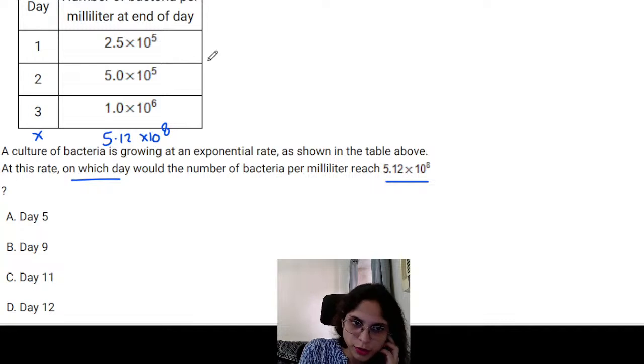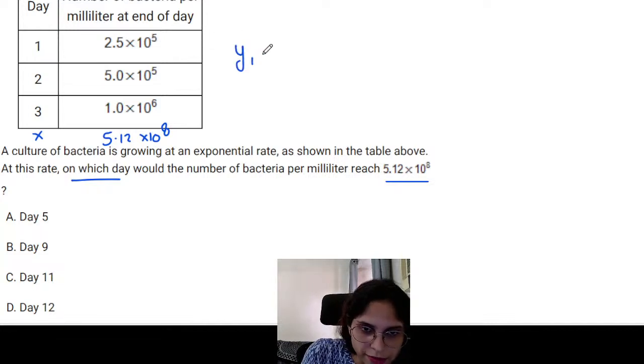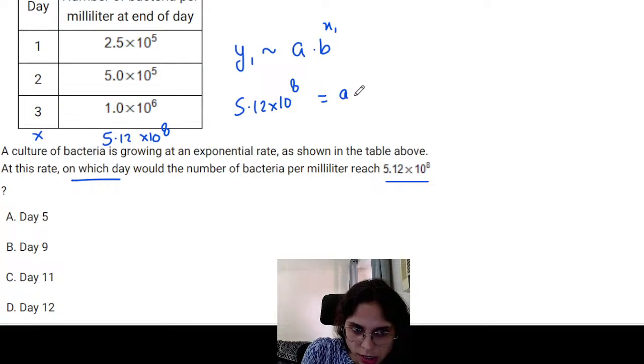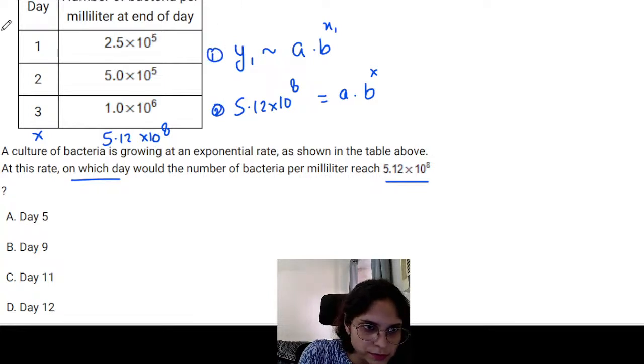So again you can just put this in Desmos and write y1 is a times b to the power x1. You will get the values of a and b, and then you just write 5.12 times 10 to the power 8 equals a times b to the power x. You will get the value of x. Alright, so this is what you do in Desmos, for the table, that's the first step.